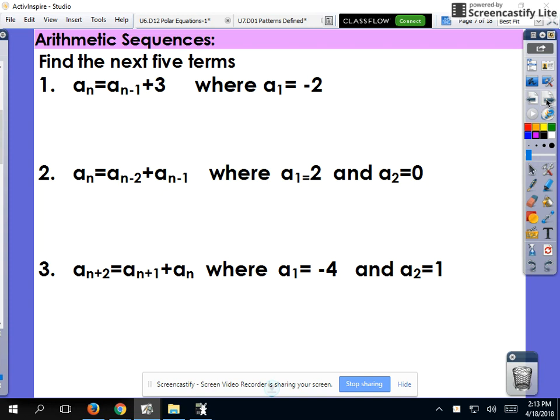All right, next 5 terms. You're given the first term, which is negative 2. So the next 5 terms would be 1, 4, 7, 10, and 13.